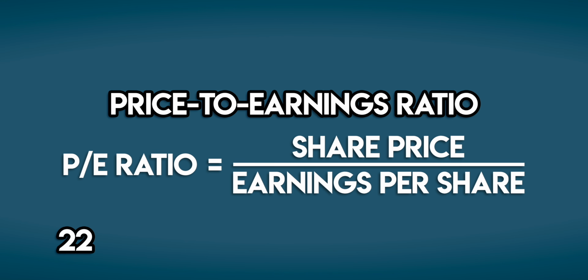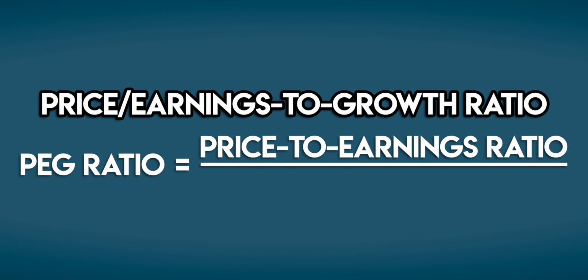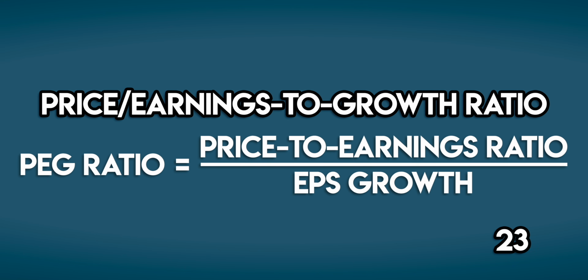Share prices can be overvalued, which can lead to a large price to earnings ratio. However, a high PE ratio could indicate strong future growth. Which brings me on to the next financial ratio, the price to earnings to growth or PEG ratio. This is equal to the price to earnings ratio, which we just covered, divided by the expected earnings per share growth. EPS growth is an estimate and represents the projected annual growth rate in earnings per share.